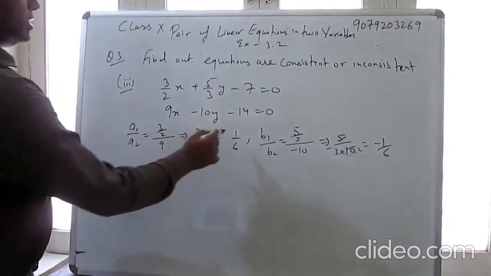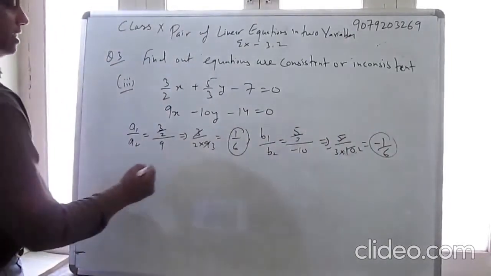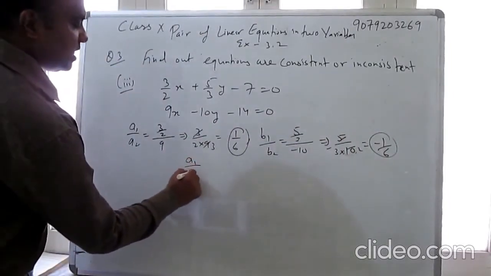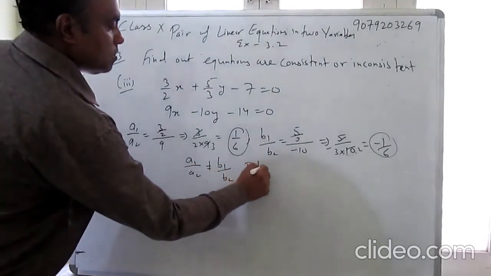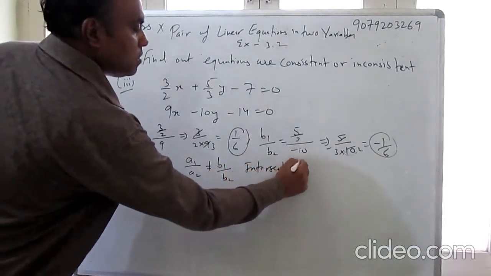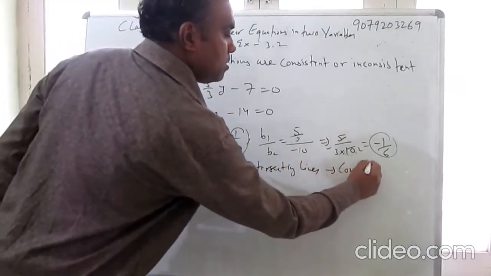It is 1 by 6 and it is minus 1 by 6, so they are intersecting lines, and intersecting lines are consistent.